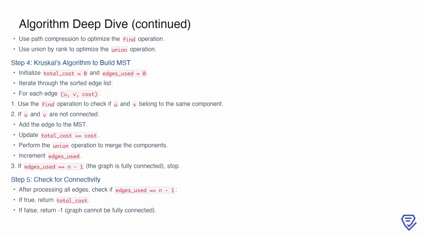Iterating through the sorted edge list, we consider each edge one by one. For an edge connecting nodes U and V, we use the find operation to check if the nodes already belong to the same connected component. If they are not connected, we add the edge to the spanning tree, update the total cost, and perform a union operation to merge the components. We also increment the count of edges used. If the number of edges used reaches n-1, where n is the total number of nodes, the graph becomes fully connected, and we can terminate early.